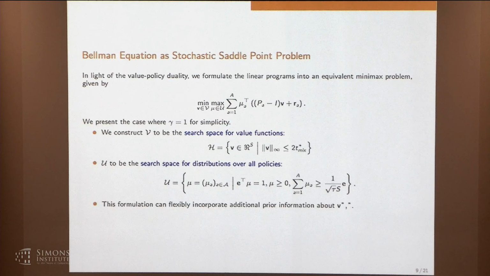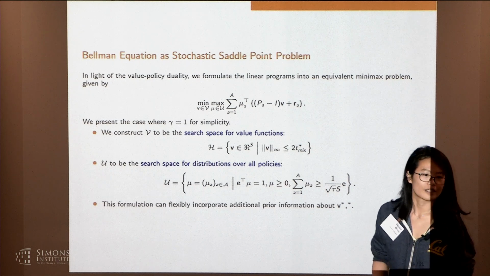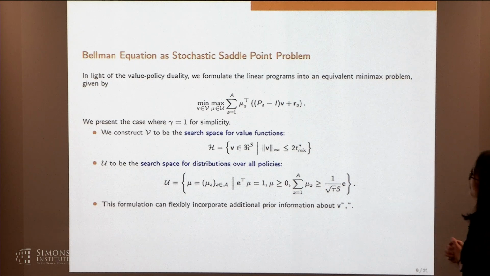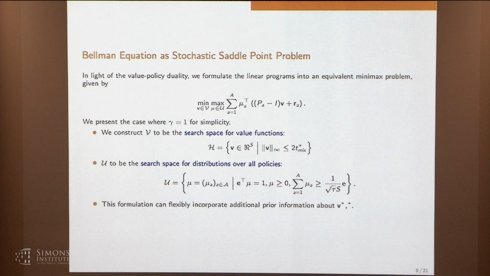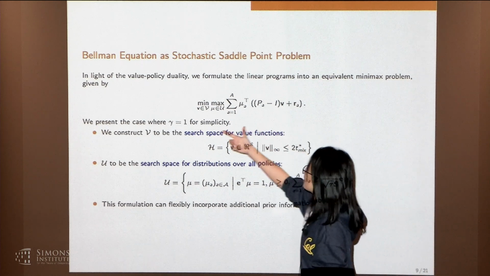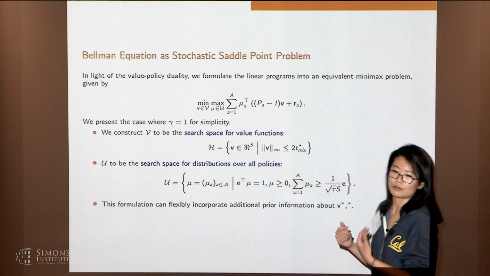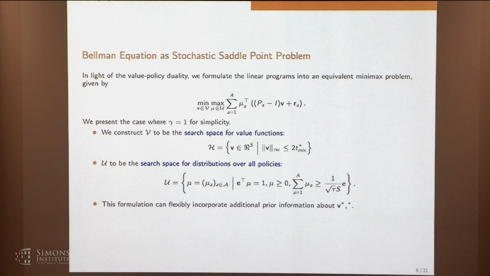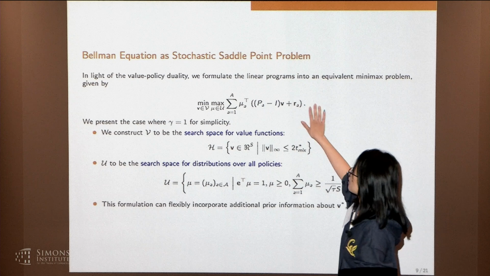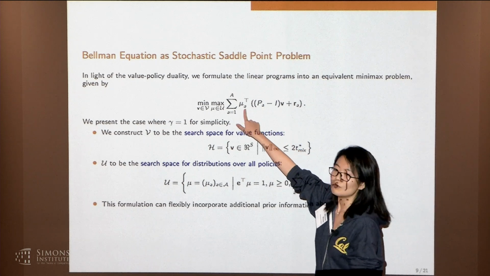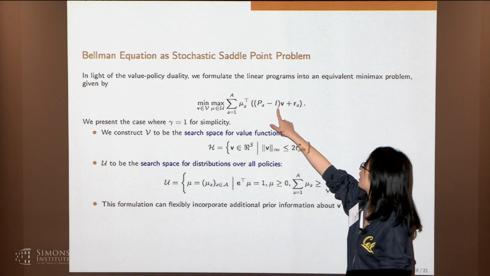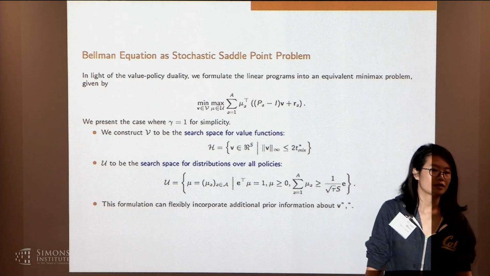Now let's continue with our linear programming formulation. We wrote down the primal and the dual, so naturally we can write down the min-max formulation using Lagrangian duality. This is the Lagrangian function in the case when there's no discount factor, gamma equals 1, so some terms cancel off, which I like. This is a very nice objective function. Essentially it's bilinear in mu, my dual variable, and also linear in v, which is my primal variable, the value vector.